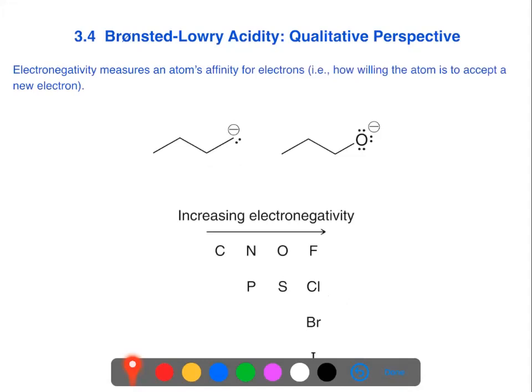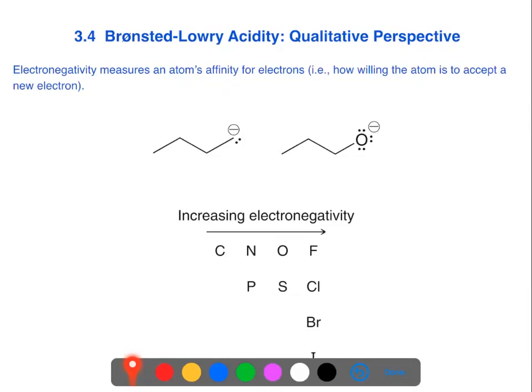When we look at the atom that is taking on this additional charge, the main factor that determines the relative stability of that anion is the electronegativity of the atom taking on the additional electron. As we've discussed previously, electronegativity measures an atom's affinity for electrons, or how willing the atom is to accept that new electron. We know from our periodic trends that electronegativity increases as we go from left to right within a particular row of elements.